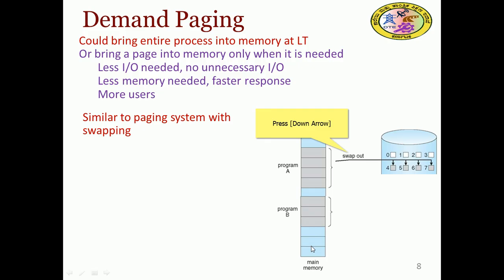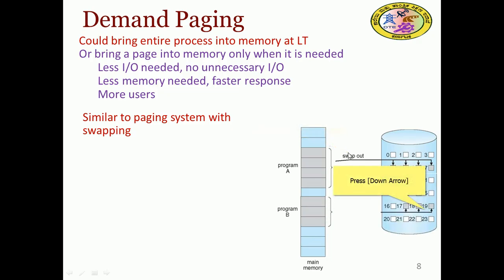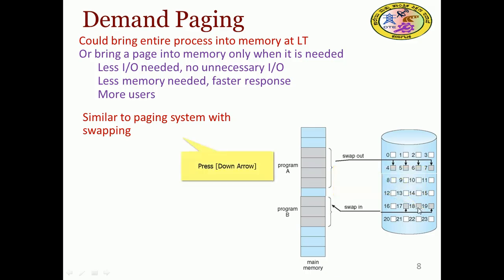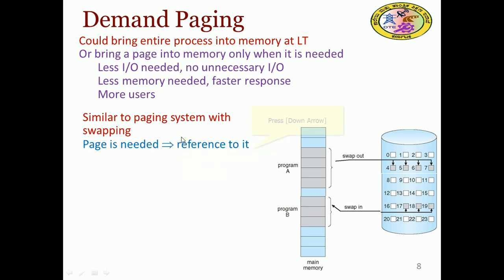So pages 4, 5, 6, 7 will be there. Similar to a paging system with swapping, the other pages 17, 18, 19 we can swap in. So that swap in and swap out will be happening. That is, only the demanded pages will come. When a page is needed, that is a reference to it.